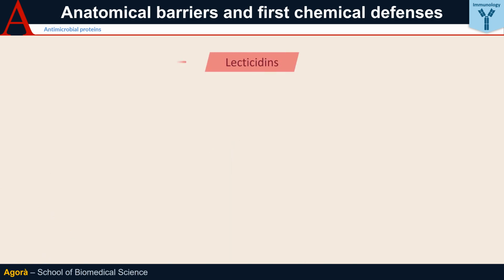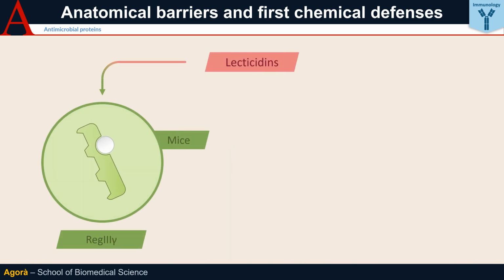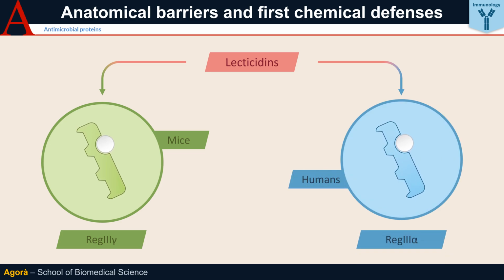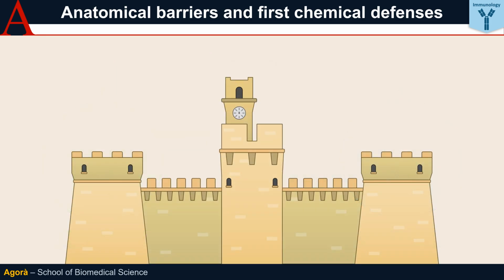In mice, Reg3 gamma is a lecticidin produced by Paneth cells in the gastrointestinal tract. In humans, its counterpart is Reg3 alpha, or HIP-PAP, hepatocarcinoma intestine pancreas, or pancreatitis-associated protein, which, like many of the antimicrobial peptides discussed so far, preferentially kills gram-positive bacteria.